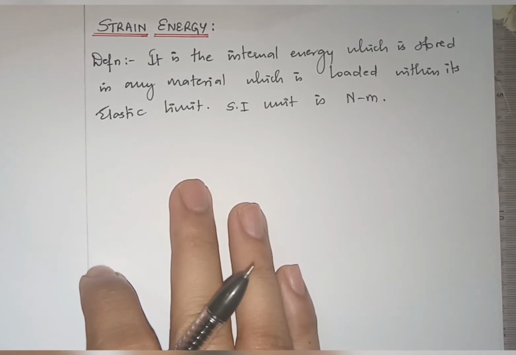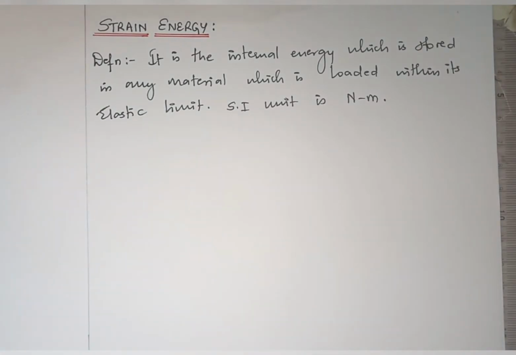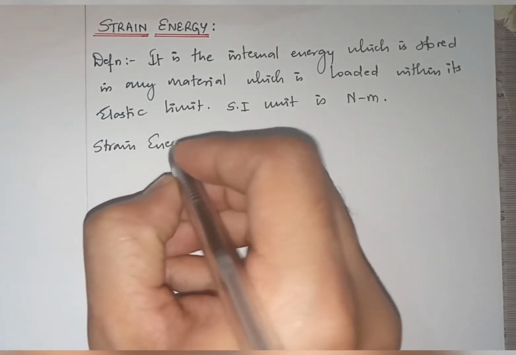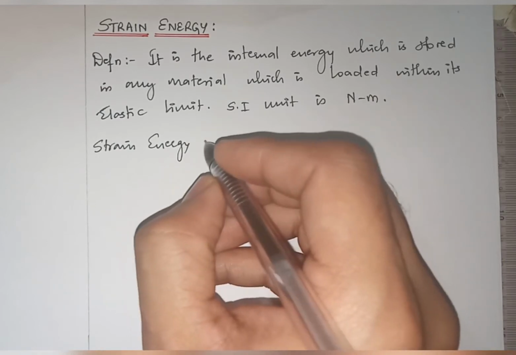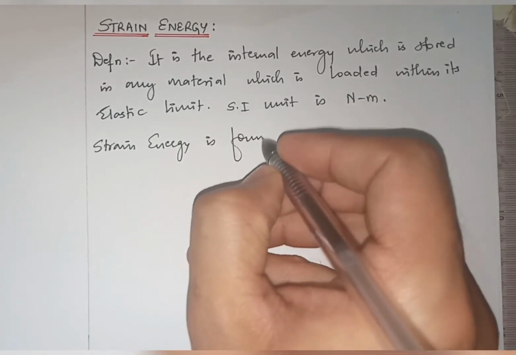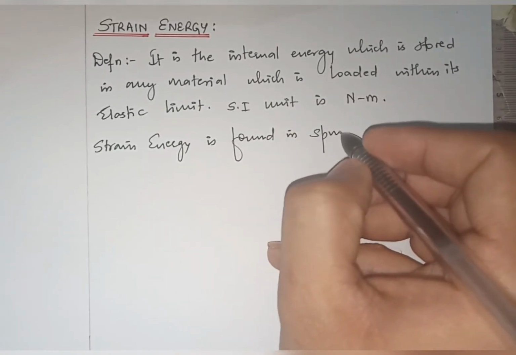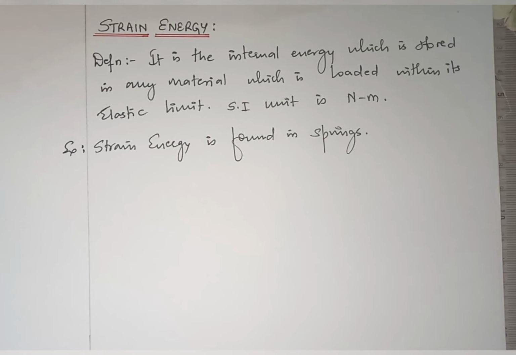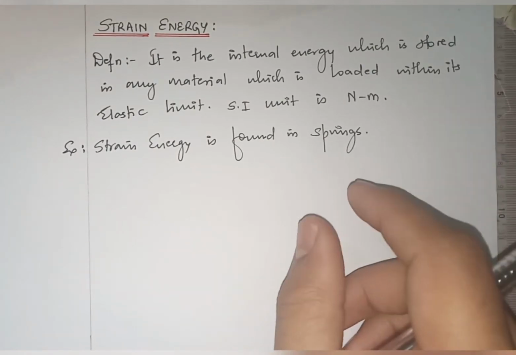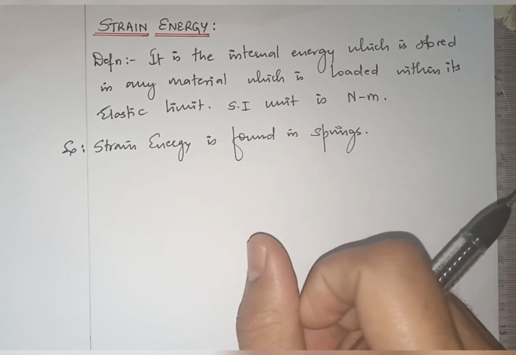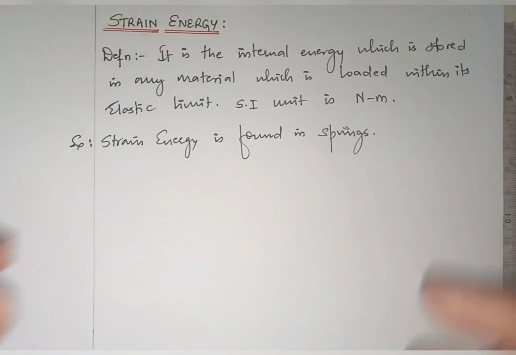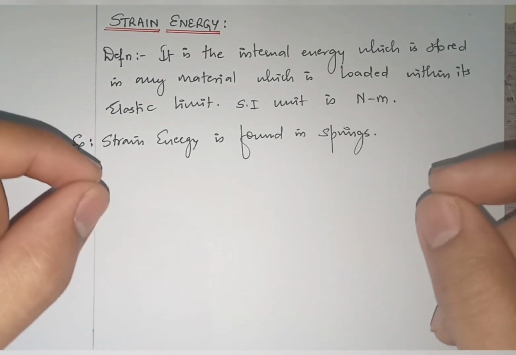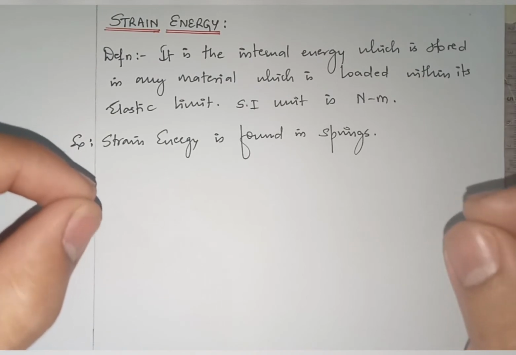For example, strain energy is found in springs. So this you can take as an example. Now what you observe in springs is that whenever a spring is tensile loaded, you are going to pull it from either side, its length is going to increase, right? And whatever pull you have applied is creating a stress. So when there is stress, there will also be a strain.